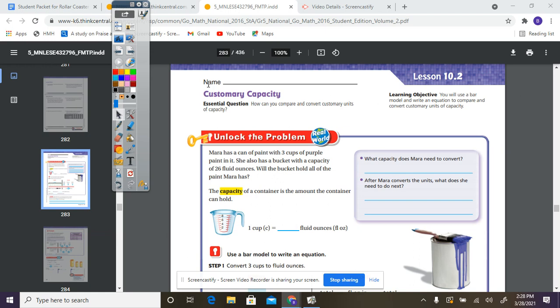So first we want to talk about what these words mean in general. Customary is just the typical units that we use to measure things in everyday life. Okay, capacity, they have a definition here for capacity. The capacity of a container is the amount that a container can hold. So mostly measuring liquids, okay? You're measuring capacity when you're measuring how much a container can hold in a liquid form, typically.